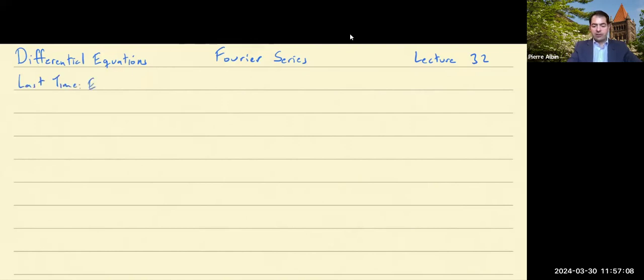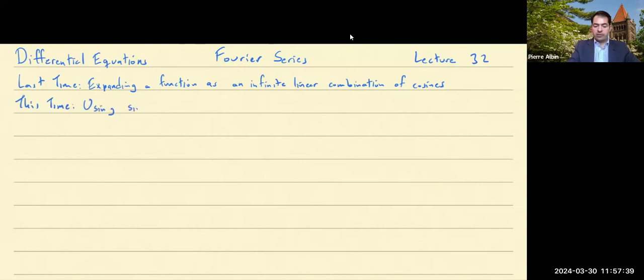Last time, we talked about expanding a function as an infinite series involving cosines. This time, we're going to talk about how to do this using sines and cosines at the same time.